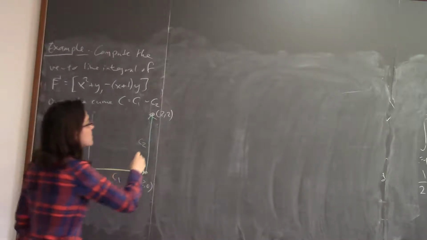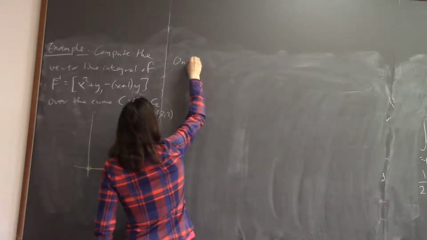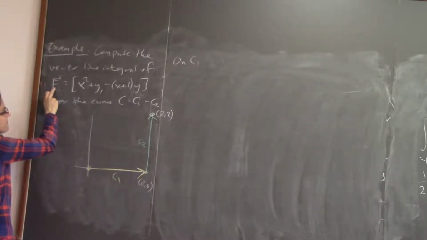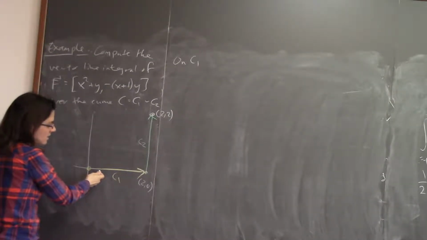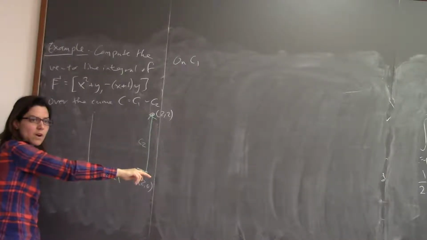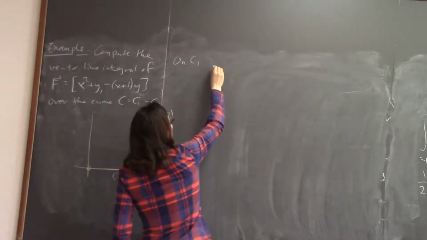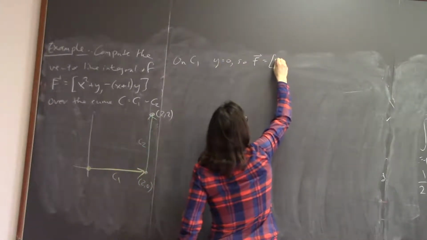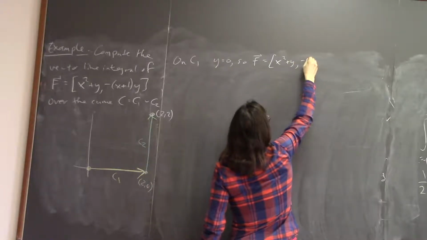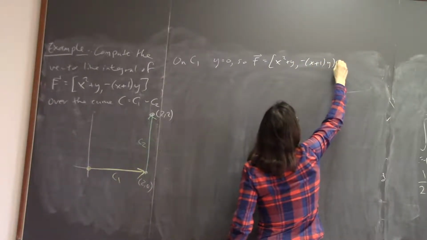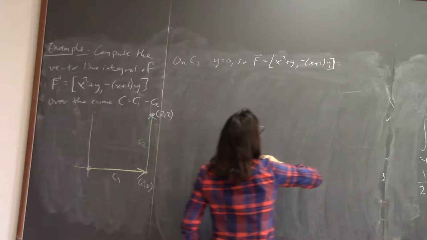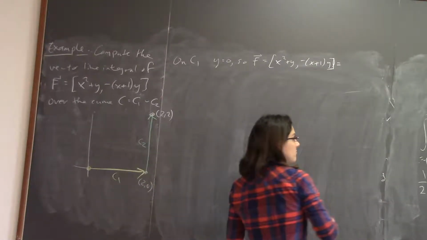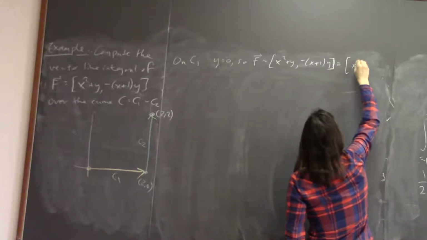So let's first talk about C1. On C1, we'll see if we can simplify anything at all. So the vector field on C1, well, C1 is just along the x-axis, so y equals 0 there. So our vector field, which is x squared plus y, negative x plus 1 times y, is just x squared comma 0. All right, so plug in y equals 0. It's just x squared comma 0.